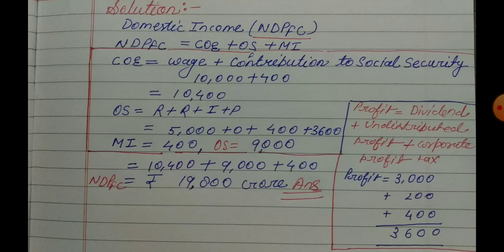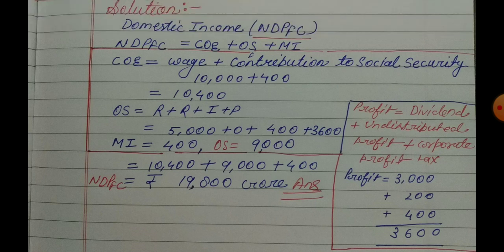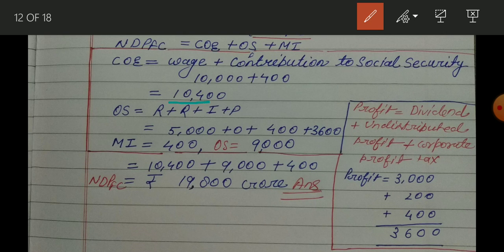Okay, so in this question we have to find out NDP/FC. So we have to just follow step 1. For getting NDP/FC, we have to add COE, OS, MI. For getting the value of COE, we have to add wage plus contribution to social security. The value of wage is given 10,000 and contribution to social security is given 400. In this way the value of COE is 10,400.